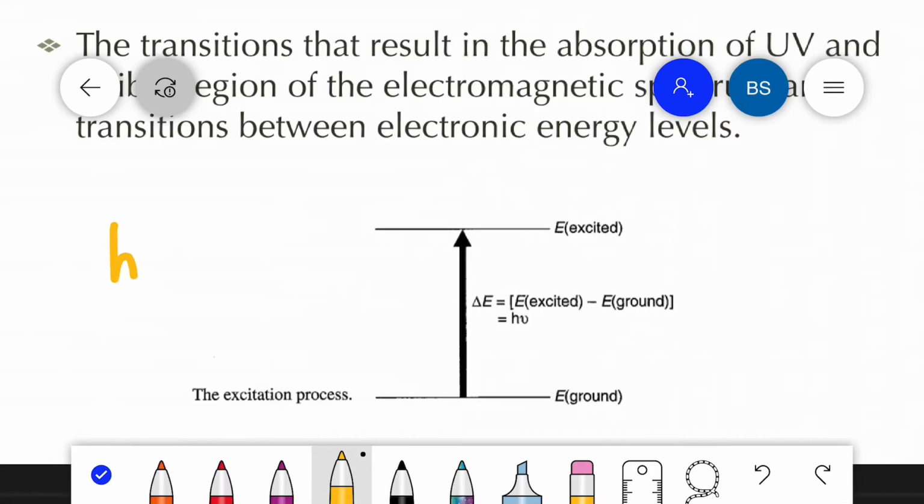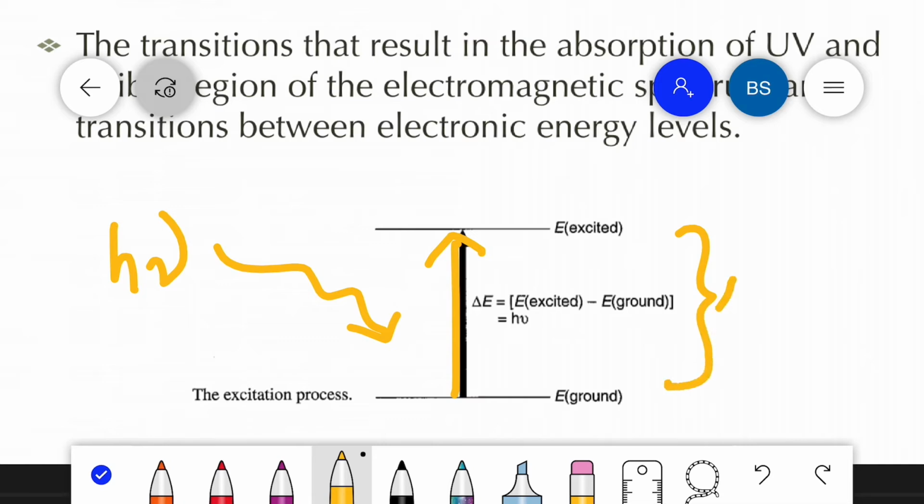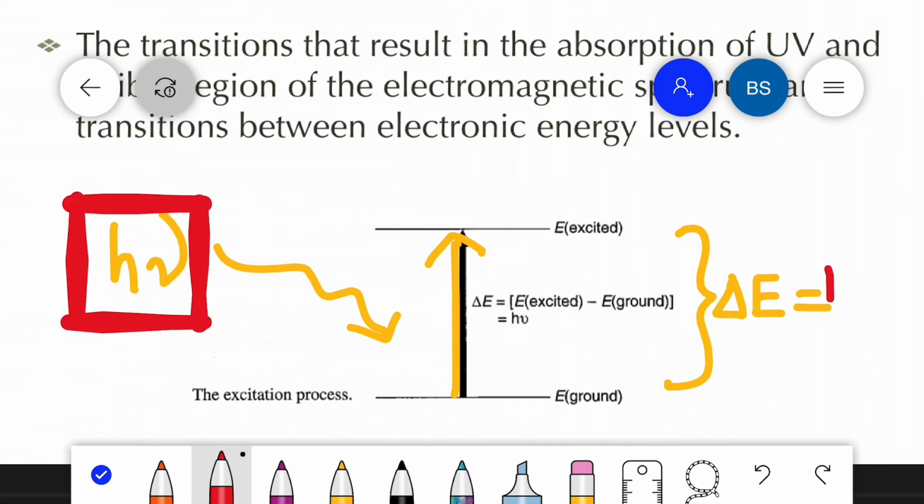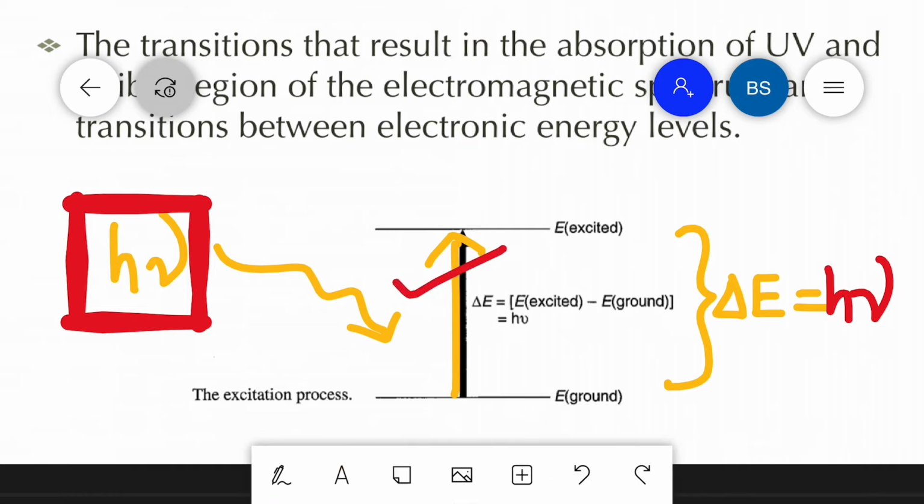In order to observe a transition, the electromagnetic radiation that gets absorbed should have an energy equal to the energy difference between the excited and ground state. That is, if h nu amount of energy is incident on the molecule, the energy difference in the molecule should be equal to h nu. If so, the transition happens.